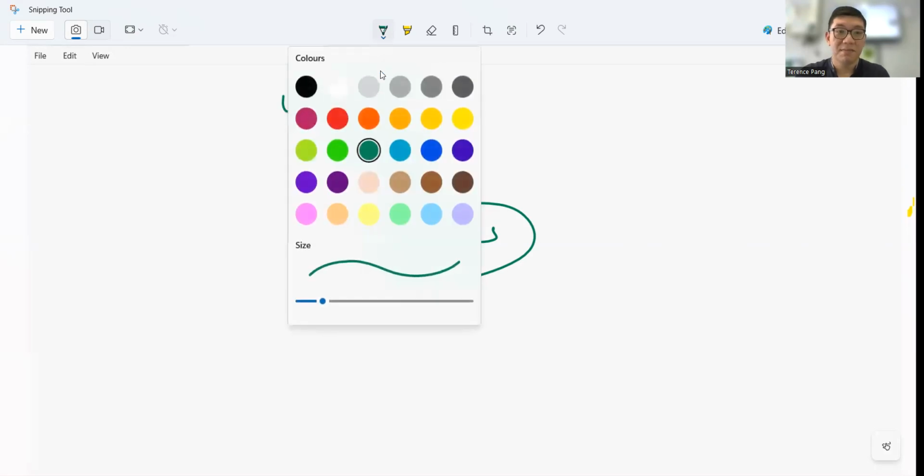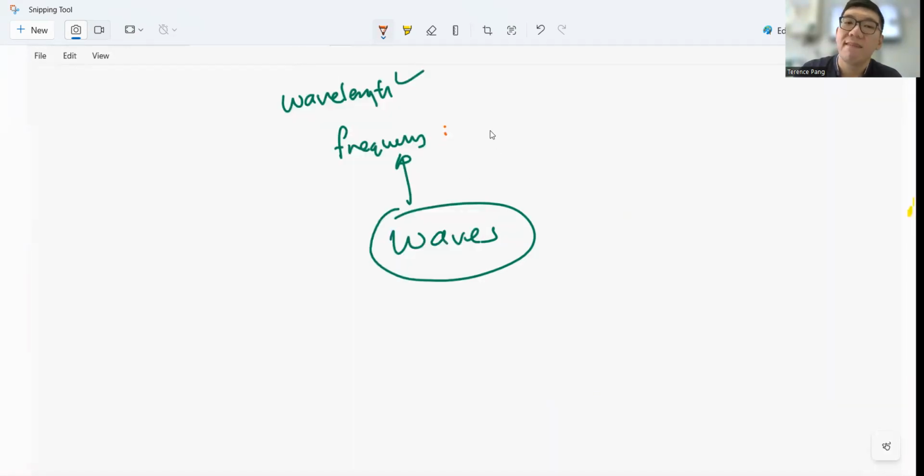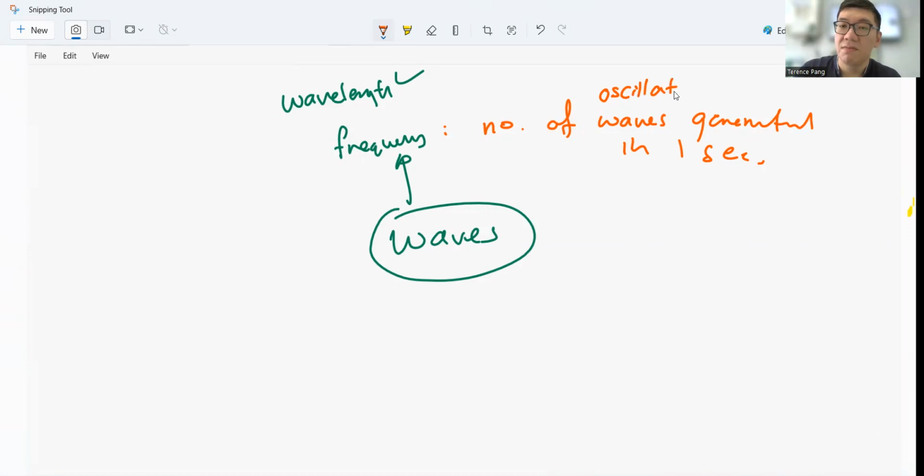What's the definition? Number of wavelengths per second. Number of waves generated in 1 second. Okay. Some might say number of oscillations. That's fine. Number of waves or oscillations generated in 1 second. That's the meaning of frequency. What about period? So from here you can branch out the period. What's period?